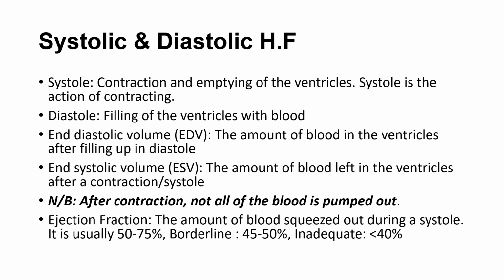If a person has 45 to 50%, this is borderline reduced ejection fraction. And if only 40% of the volume inside the ventricle is pumped out or less, then we have inadequate ejection fraction. This is what we call reduced ejection fraction: heart failure with reduced ejection fraction. If we have heart failure, but the amount being pumped forward is the same, that means we have a preserved ejection fraction. That is called heart failure with preserved ejection fraction.